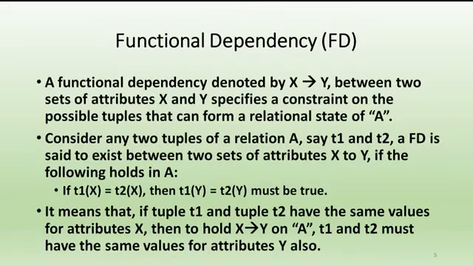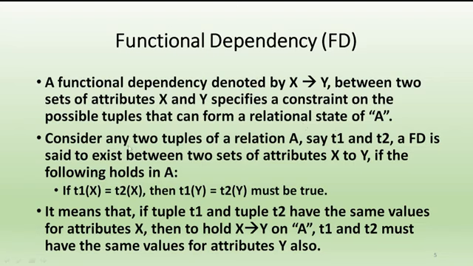Well, the concept which we use to eliminate redundancy and come up with good database design is called functional dependency. Y is functionally dependent on X between two sets of attributes X and Y. Remember what we have said, two sets of attributes. X and Y are two sets of attributes which specify a constraint on possible tuples that can form a relational state of A. So that is the technical definition.